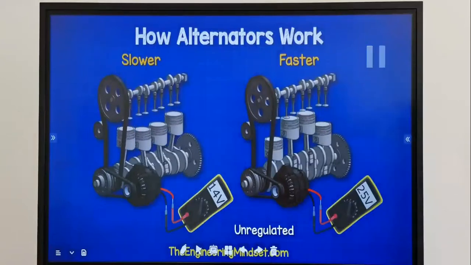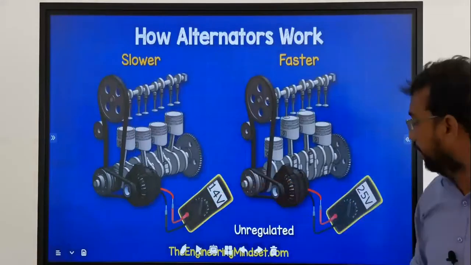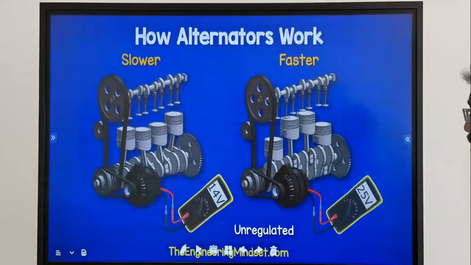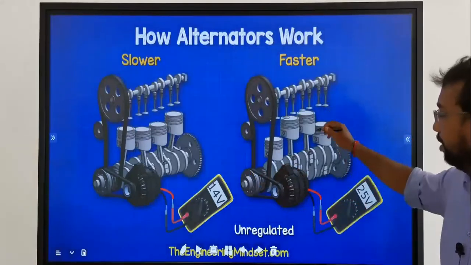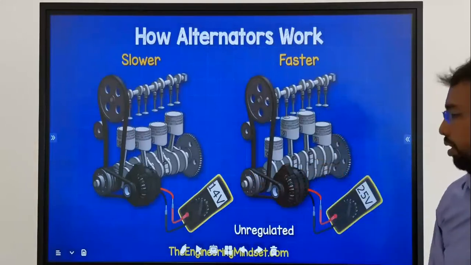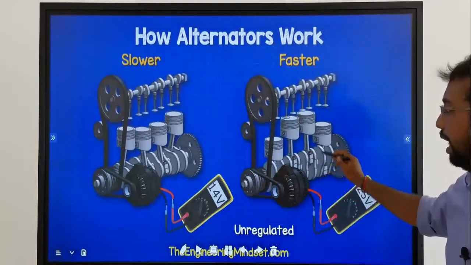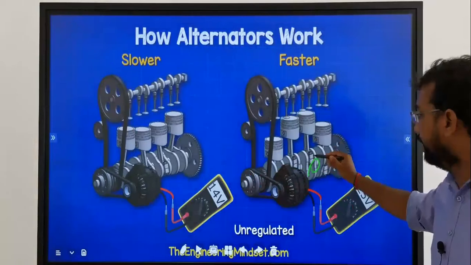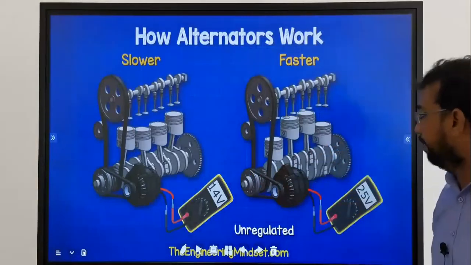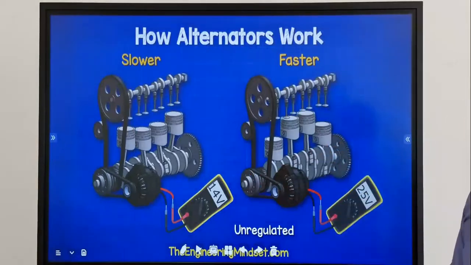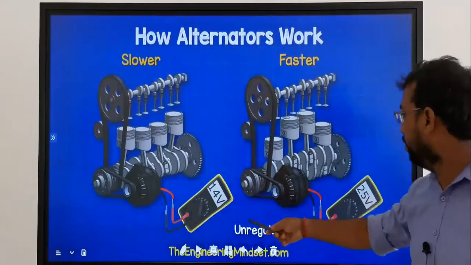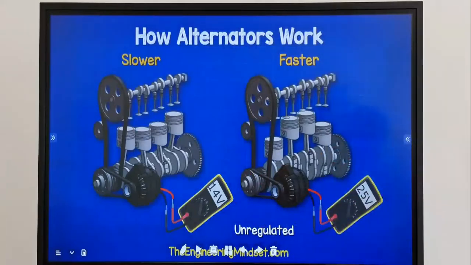Just think that the alternator is directly connected with the engine. If the engine speed is high, what will happen? The alternator rotor speed is also high. So the charging output voltage and current would be high because of the higher rotation. But when we charge the battery, normally it is 14 volts, and sometimes it comes to 25 volts. This kind of voltage damages the battery.